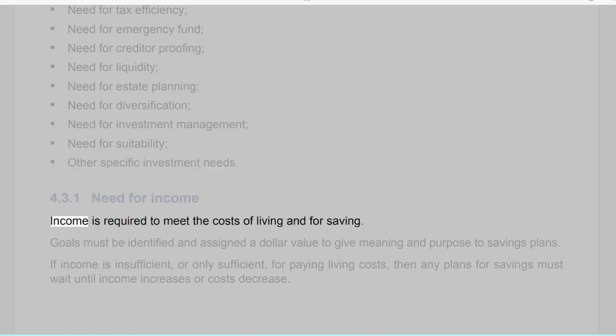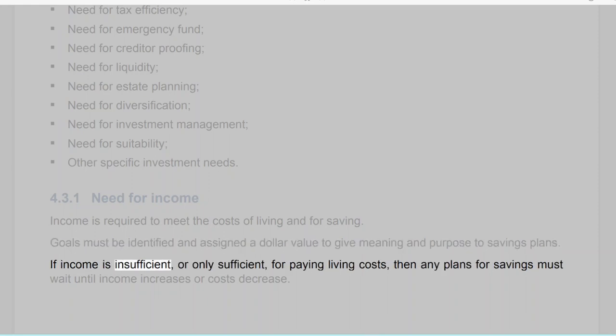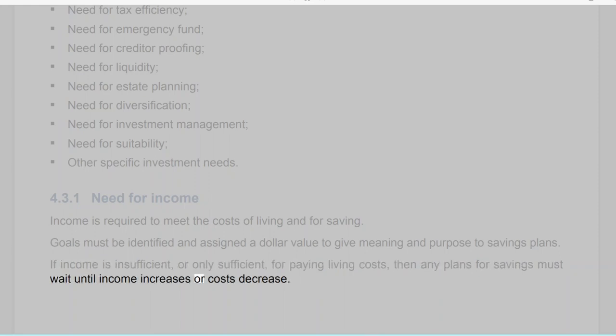4.3.1 Need for income. Income is required to meet the costs of living and for saving. Goals must be identified and assigned a dollar value to give meaning and purpose to savings plans. If income is insufficient, or only sufficient, for paying living costs, then any plans for savings must wait until income increases or costs decrease.